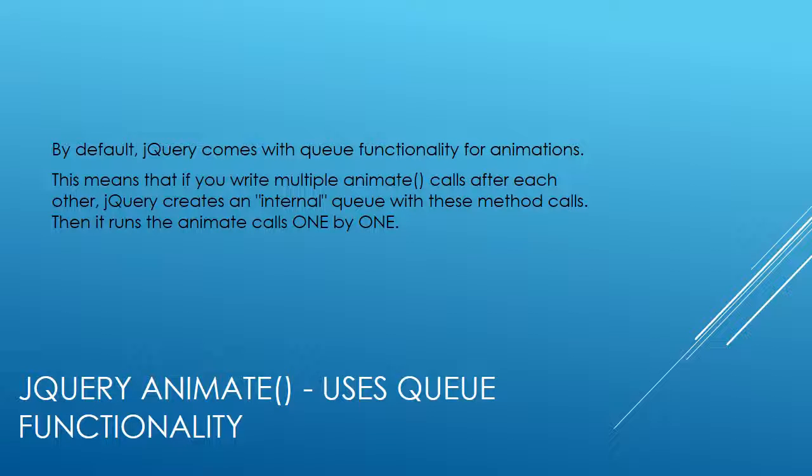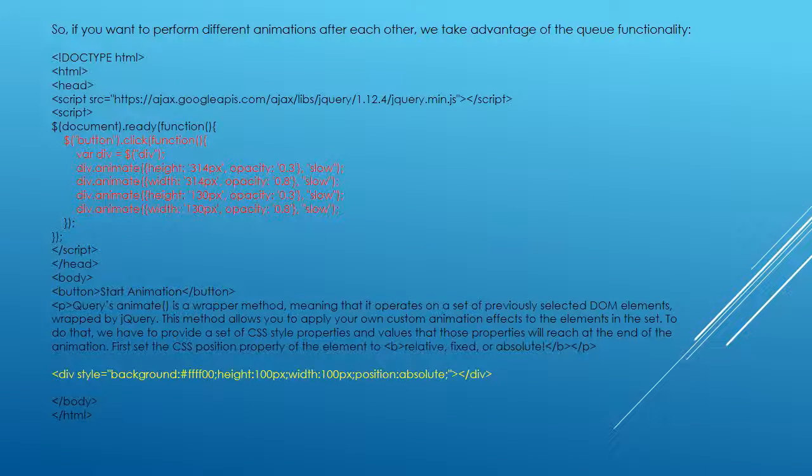By default, jQuery comes with queue functionality for animations. This means that if you write multiple animate calls after each other, jQuery creates an internal queue with these method calls. Then it runs the animate calls one by one. So, if you want to perform different animations after each other, we take advantage of the queue functionality.